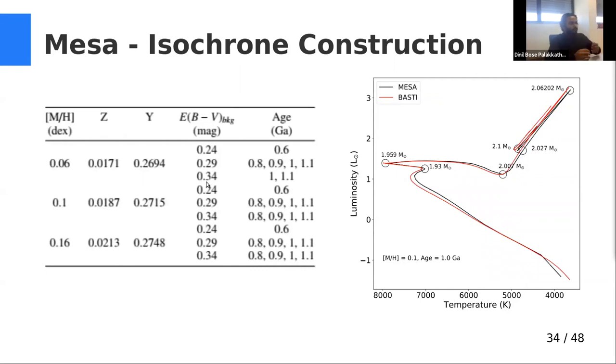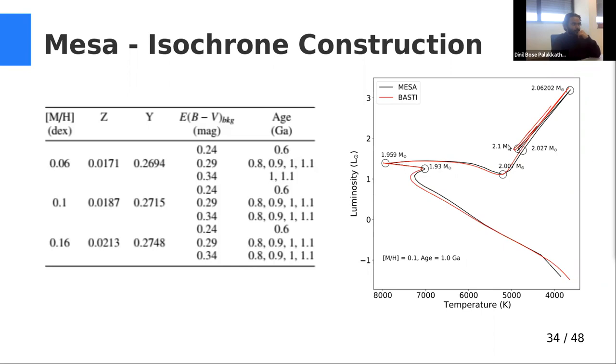Now, for creation of the isochrone, we need the helium abundance and metallicity value. We took the same helium abundance as the Bose isochrone. Here I have given the helium abundance and the metallicity values. On the right, you can see I have compared the MESA isochrone with the Bose isochrone. It is almost similar, but you can see near the turnoff and near the red giant region, the isochrones are not that similar. This may be due to the difference in physics.